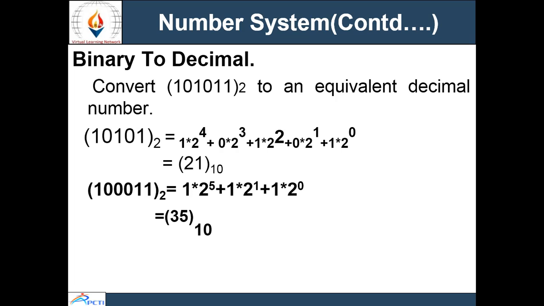So we write 1 multiplied by 2 power 4. Then the left second value is 0. So we write 0 into 2 power 3, and so on. After solving this, we get the decimal number that is 21 and the base value that is 10. So the value is 21 base 10. Then again for the next example, we will follow all these rules.